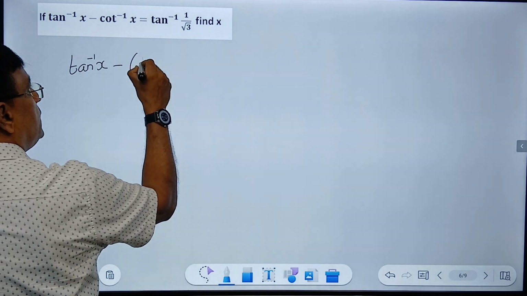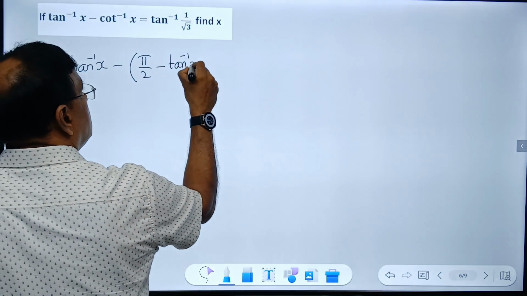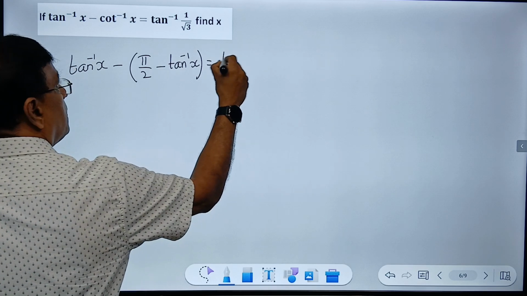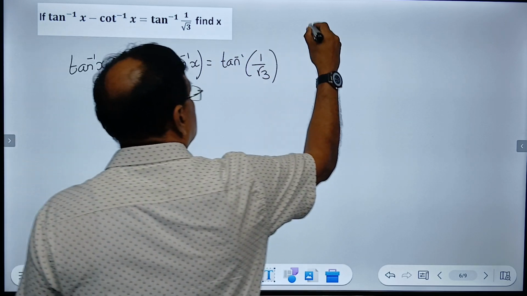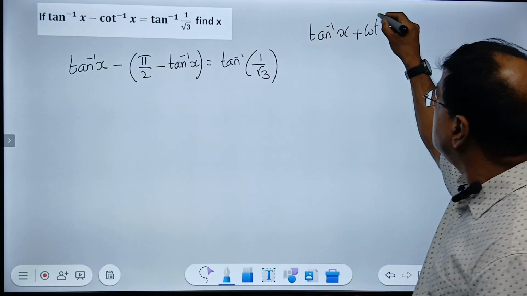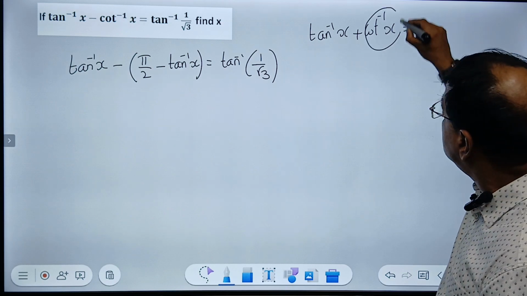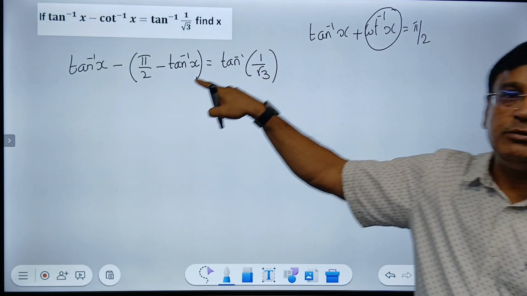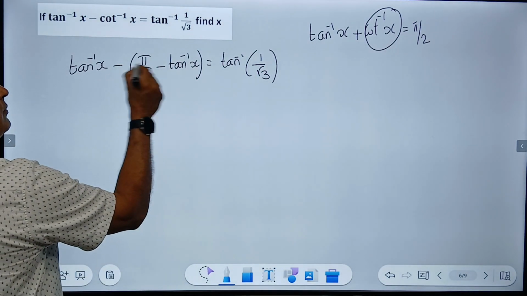What is cot inverse of x? It is pi by 2 minus tan inverse of x. What formula did I use here? I used tan inverse of x plus cot inverse of x is pi by 2. So what is cot inverse of x? It's pi by 2 minus tan inverse of x. Very simple. Now open the bracket. When you open the bracket, minus into minus becomes plus.